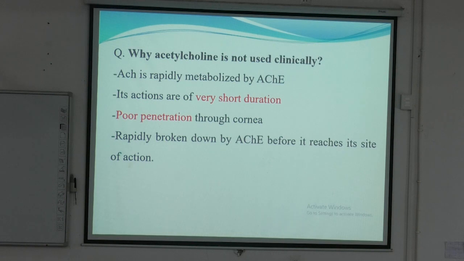Now, why is acetylcholine not so much used clinically? Because it is rapidly metabolized by acetylcholinesterase. The half-life is very short. Its actions are of very short duration. Poor penetration through the cornea, rapidly broken down by acetylcholinesterase before it reaches its site of action. That's why acetylcholine is a prototype drug, but it is not used clinically.